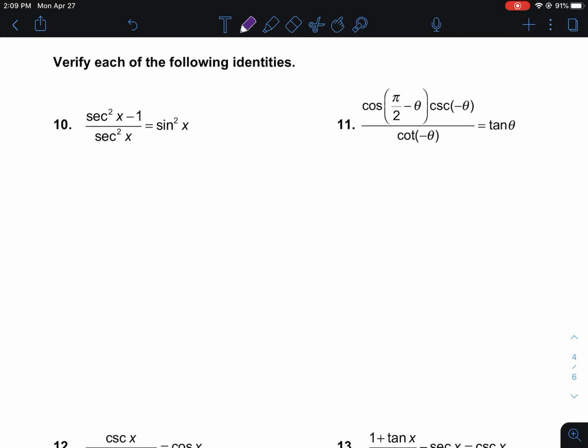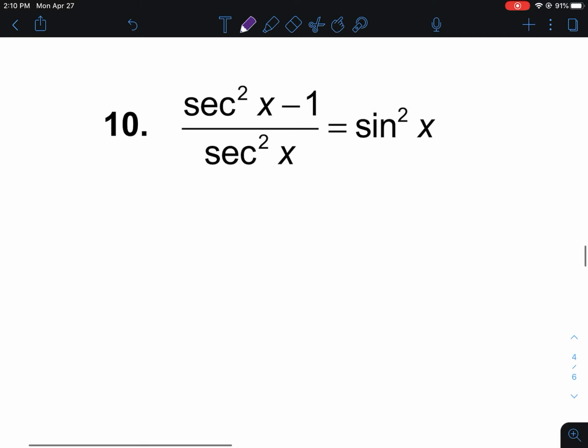All right, welcome back. We are on page 2 of the Unit 5 final exam review. We're still looking at identities, and now we're going to look at verifying identities. So remember, when we verify, we want the left side of that equation to equal what is given on the right side. So for number 10, we have secant squared x minus 1 over secant squared x, and we want it to equal sine squared x.